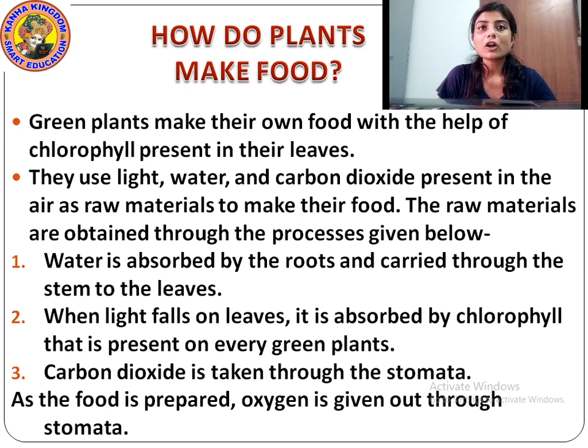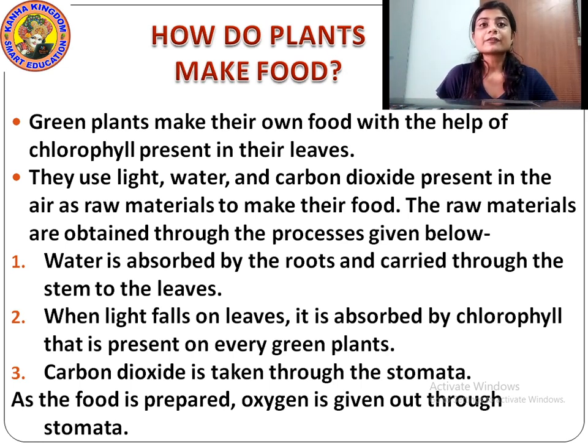And when light falls on the leaves, meaning when sunlight falls on the leaves, it is absorbed by the chlorophyll that is present in every green plant. Chlorophyll traps the sunlight in the leaf, which is very necessary to prepare food. And carbon dioxide is taken in through the stomata. The stomatal pores are used in the exchange of gases. Yes or no? So carbon dioxide is taken in through the stomata.